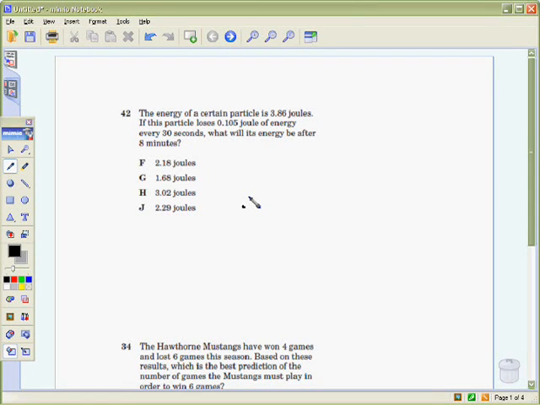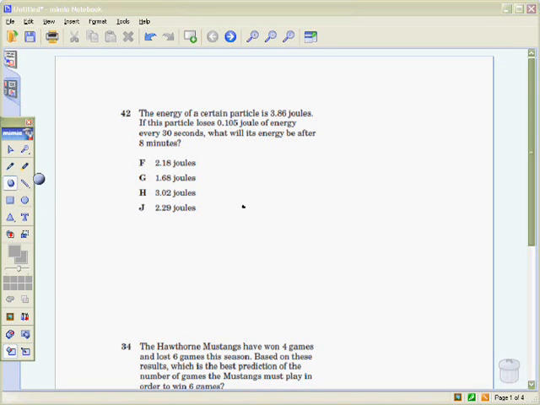Okay, today we're going to talk about Objective 9, demonstrate an understanding of percents, proportional relationships, probability, and statistics in application problems. So first problem, number 42.